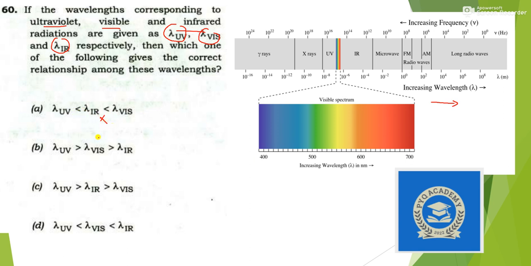No, visible is less than infrared and UV is less than visible. So the answer is option D: UV is less than visible, and visible is less than infrared. You can see it in this way: UV, visible, infrared. So the answer is option D. Let's move to the next question.